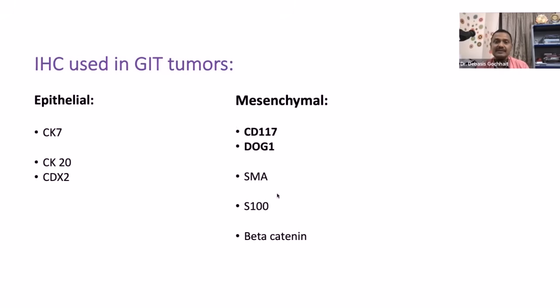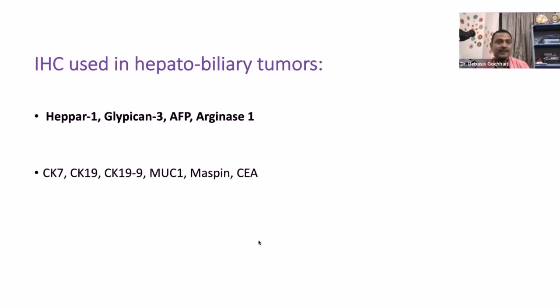Now, these are some markers like SMA for muscle, S100 for nerve, beta-catenin for a fibroblastic tumor, like we can have desmoid tumors. Okay, so we will come to that later. Some tumors that are used in the hepato-biliary, in the liver, certain tumors are common, like HEPAR. The name is hepatocyte, it is HEPAR. You have alpha-fetoprotein. I told you there that alpha-fetoprotein is positive in hepatocellular carcinoma. But in addition to that, you must remember HEPAR, glypican-3, alpha-fetoprotein, arginase-1. These are some of the markers that help you to categorize and confirm hepatocellular tumors.